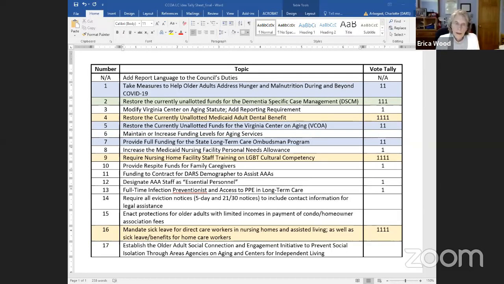It seems clear that all of us are interested in the center and what the center does, but we do need some clarification. But it sounds like we're agreed that geriatric and gerontological training throughout the Commonwealth is something that we really do want to support if we can.